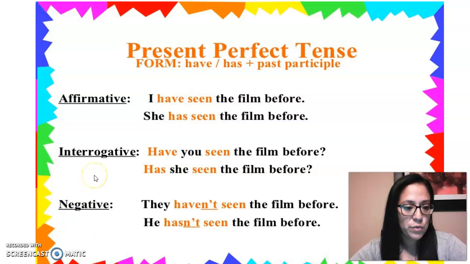Now, what about the interrogative? Here we have examples of yes/no questions. In this case, the yes/no questions are going to start with the auxiliary, that is have or has, depending on the subject, and then the past participle.